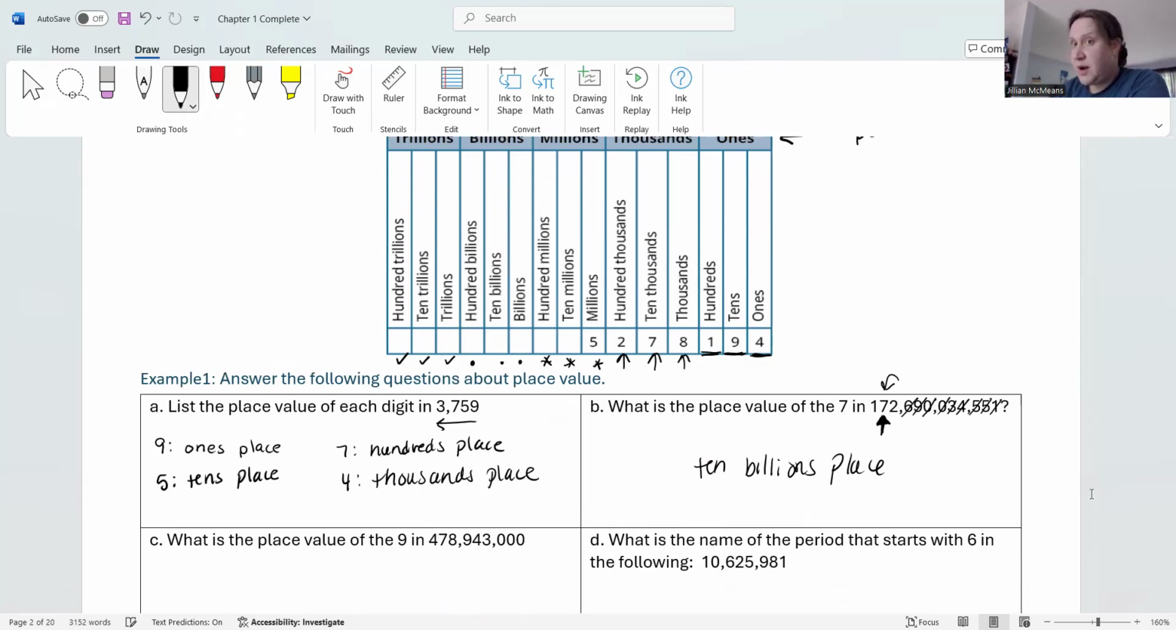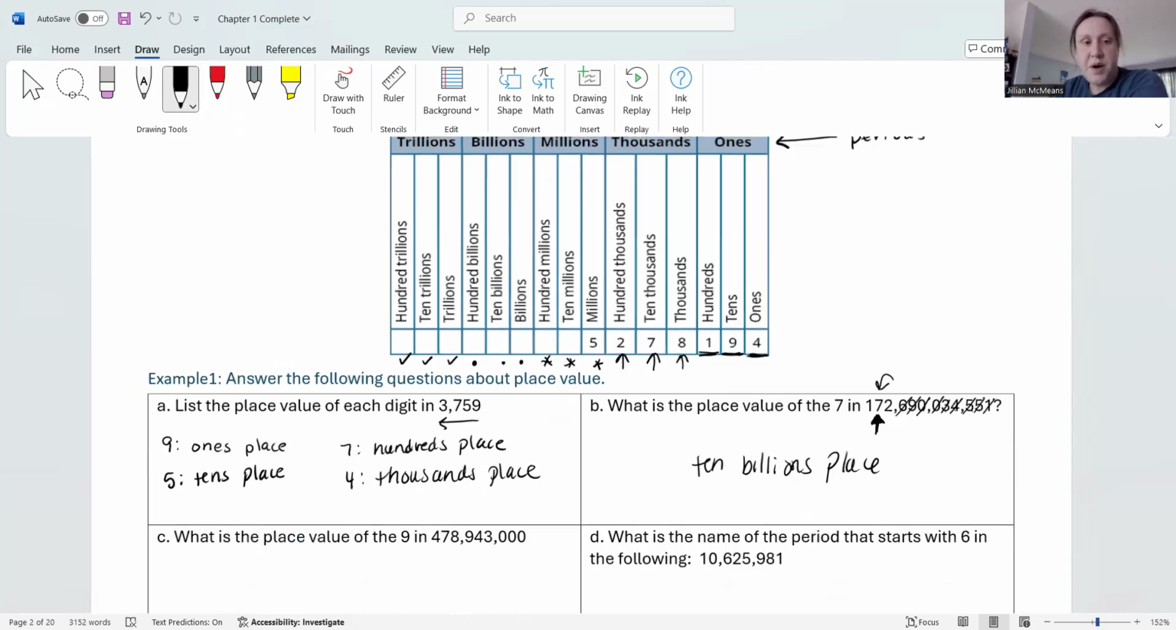And if we start from the right and count, we went 1, 2, 3, 4, 5, 6, 7, 8, 9, 10. We're in that 11th spot from the right heading left. Every number that's in the 11th spot, no matter what the number is, that's going to be the 10 billions place.